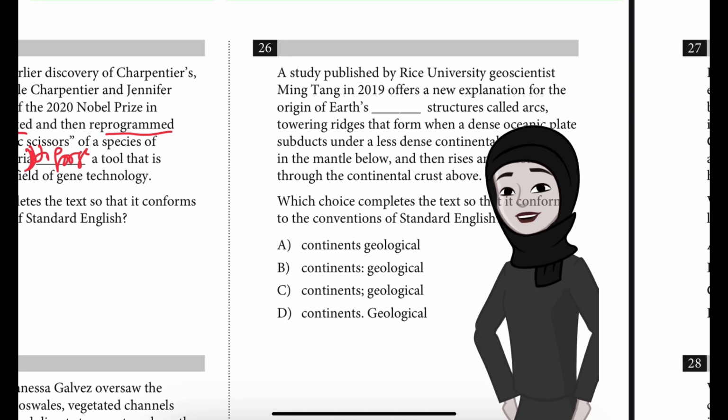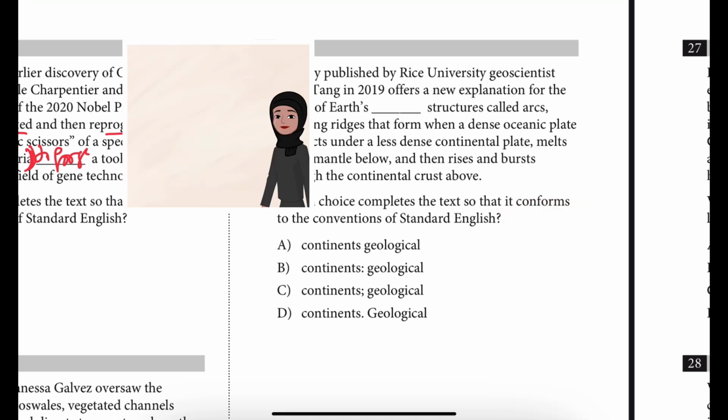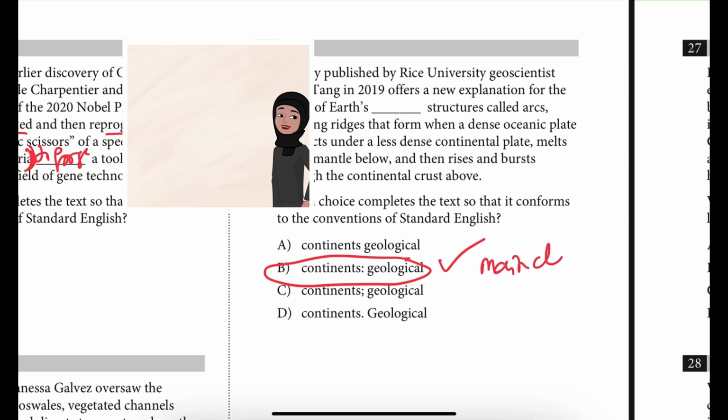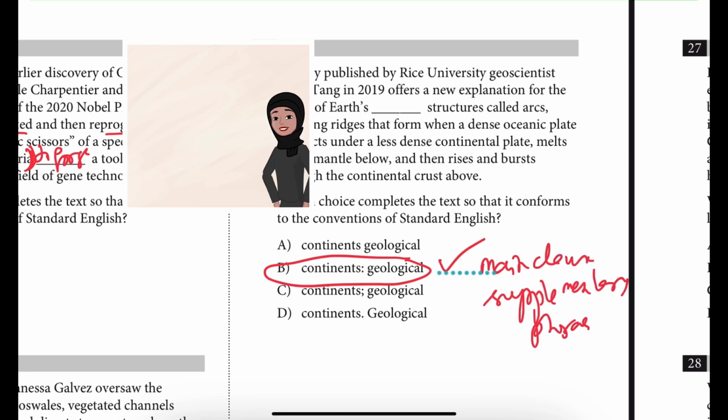So, what do you think is the answer? If you said B, congratulations, that's the correct one. This is the best answer. The convention being tested is punctuation used between the main clause and supplementary phrase.